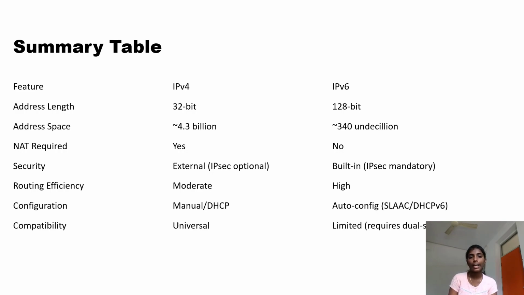NAT is required in IPv4 and NAT is not required in IPv6. Security is external in IPv4. Security is built in IPv6. Routing efficiency is moderate in IPv4. Routing efficiency is high in IPv6. Configuration is manual or DHCP in IPv4. Configuration is auto configuration in IPv6. Compatibility is universal in IPv4 and compatibility is limited in IPv6.